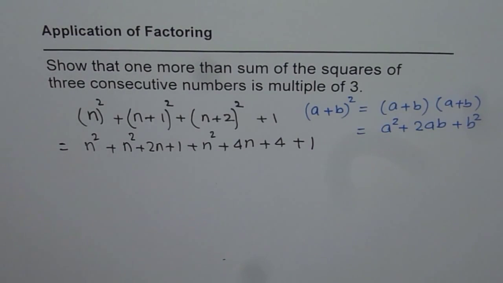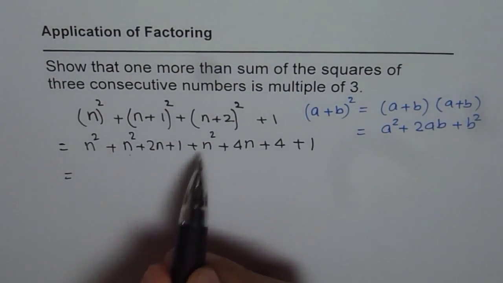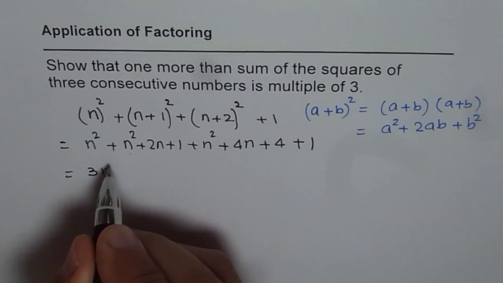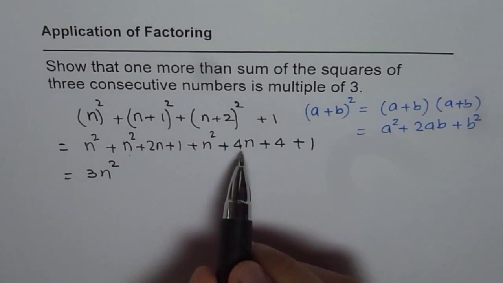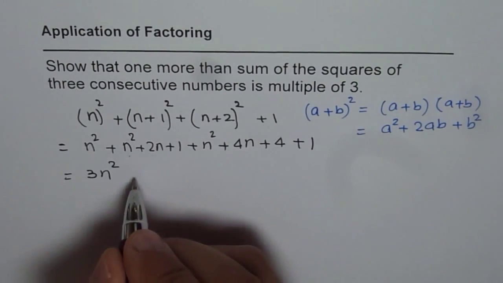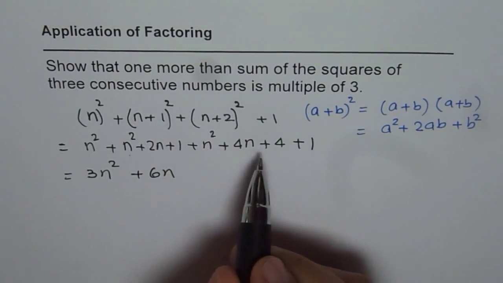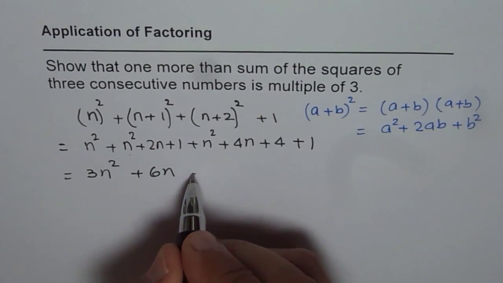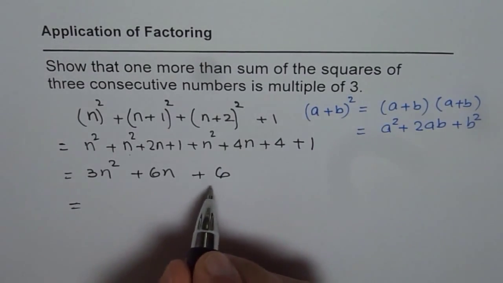So like that, we expand it and now we can combine the like terms. If we combine these like terms, we get how many n squares? 1, 2, 3. So we get 3n squares. And how many n's? 2n plus 4n gives us 6n. And constants are 1 plus 4, 5 plus 1, 6 plus 6. And now clearly 3 is a common factor here.